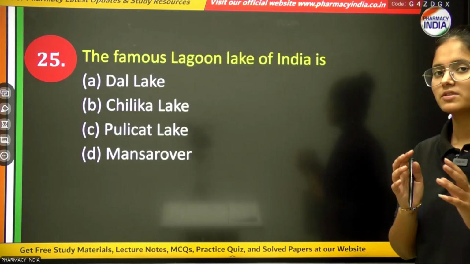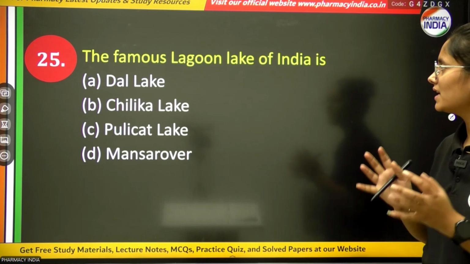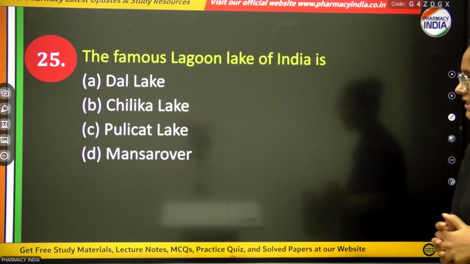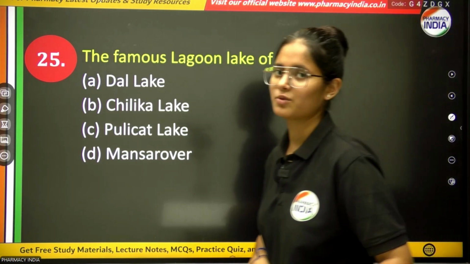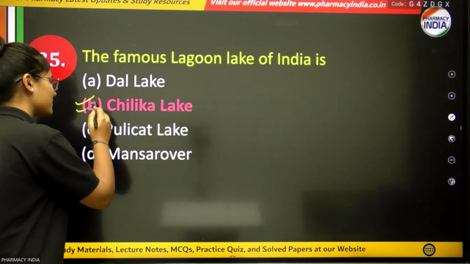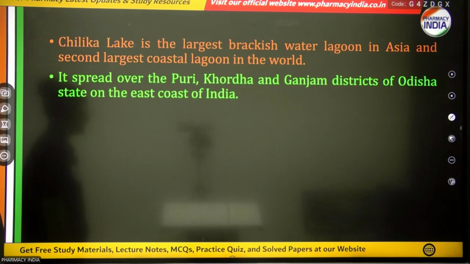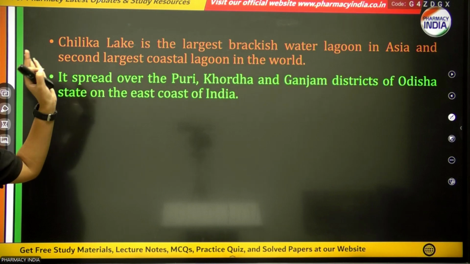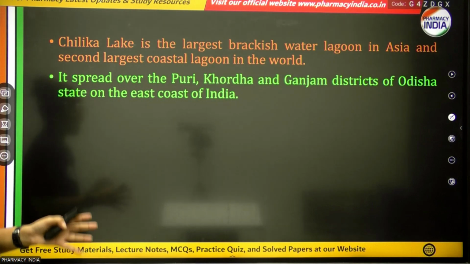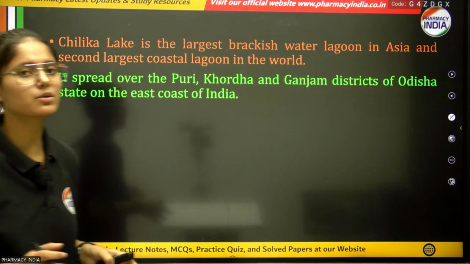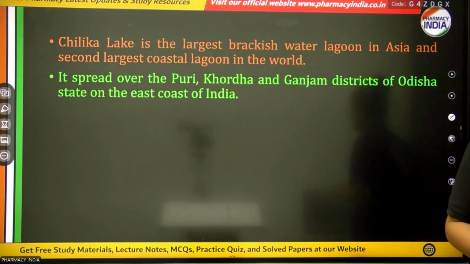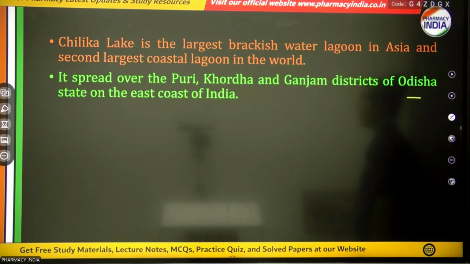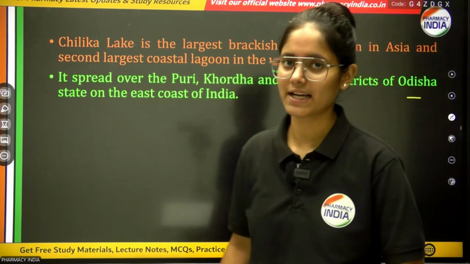Clear? Okay. So the last question of today's session: the famous lagoon lake of India is Dal Lake, Chilika Lake, Pulkit Lake, or Mansarovar. The famous lagoon lake, you must have heard about it, is Chilika Lake, which is the largest brackish water lagoon in the whole of Asia and the second largest coastal lagoon in the world. It spreads over the Puri, Khorda and Ganjam districts of Odisha state on the east coast of India. Clear? So this is all about Chilika Lake.